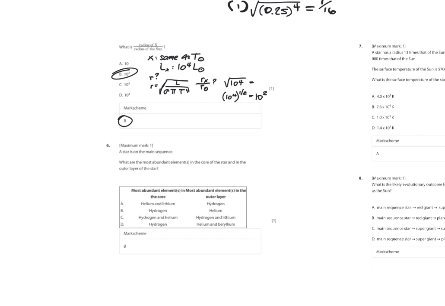Okay, so for number 6, it says a star is on the main sequence. And it asks about the abundant elements in the core and in the outer layer. Well, for a star on the main sequence, in the core, we're going to be having hydrogen fusion. And then the hydrogen is being fused into helium. And then the helium winds up in the outer layer as the remaining hydrogen that's in the core continues to get fused under the normal lifetime of a star. Once that fusion starts to run out, then the nuclear pressures become less.